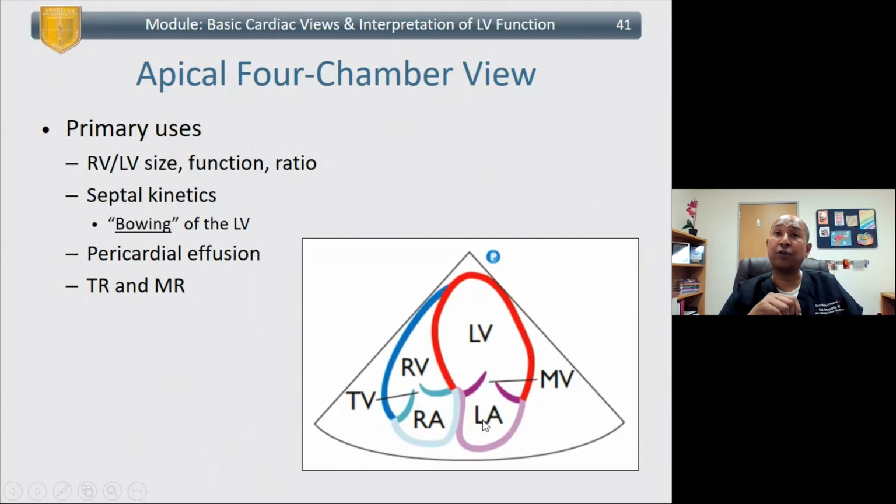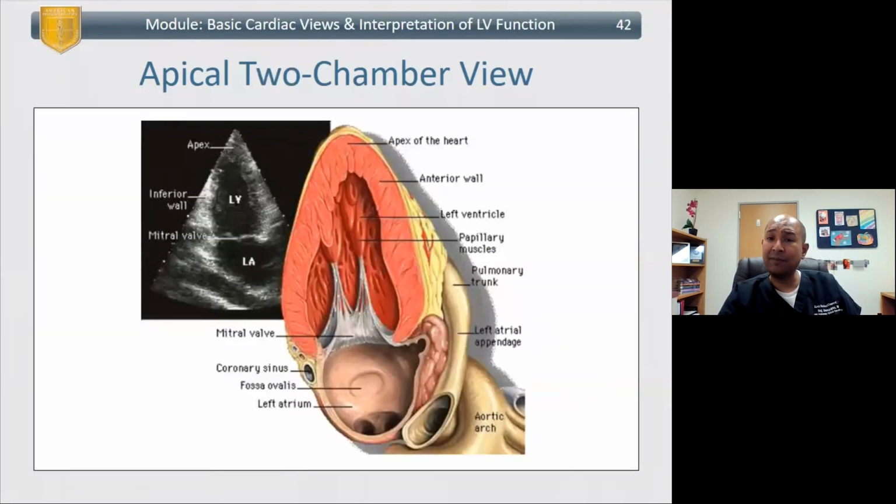And when we look for a tricuspid regurgitation or mitral regurgitation, you could see it really nicely in the 4-chamber apical view. And you could do color flow Doppler really nicely if you want to measure that TR or MR jet. And sometimes when you're looking for the 4-chamber apical view, you may accidentally bump into the 2-chamber view.